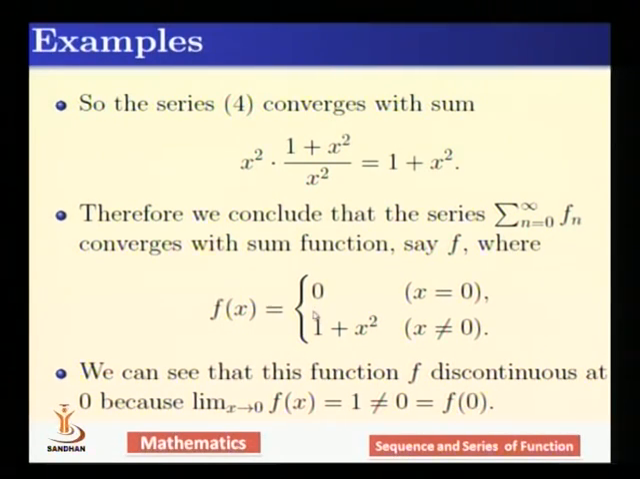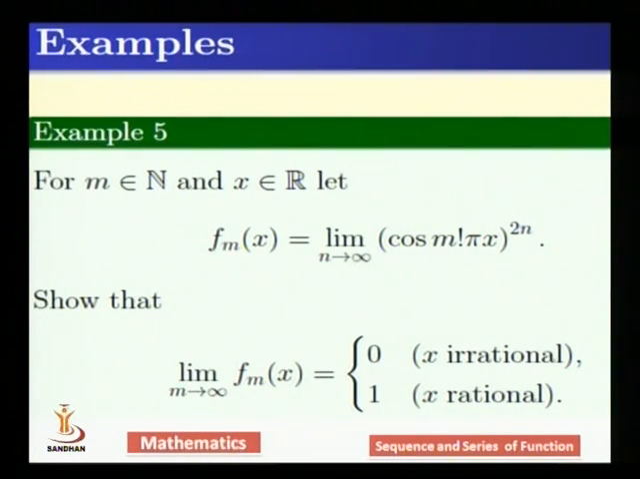So we can see that when x is different from 0, it is 1 plus x squared. So when x goes to 0, that means when you take the limit, it is actually 1 and not 0. So the limit as x tends to 0 of f(x) is 1, which is different from 0, and 0 is nothing but the value of f(0). So the limit as x tends to 0 of f(x) is different from f(0), and therefore f is not continuous at 0, and therefore it is not continuous on R. So this was an example in which you can have a series of continuous functions which may have a discontinuous sum.